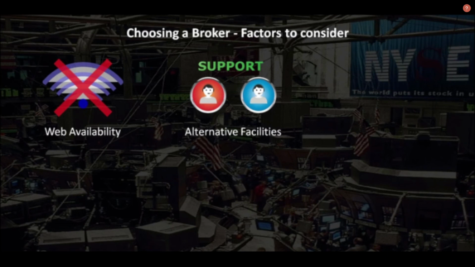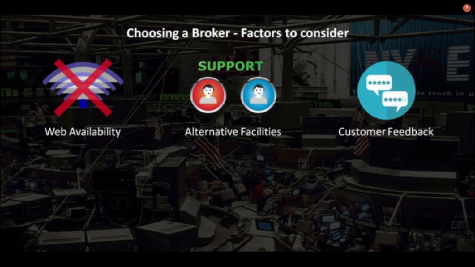In such scenarios, you may want to check if they take your orders over the phone, and if so, do they charge a different brokerage fee for this service. The next factor is customer feedback. You can look for feedback from the investing community when you choose a broker. Since existing investors speak from their experience of using different brokers, you could benefit from their feedback. You could search for various discussion forums where you can find reviews from the investing community.